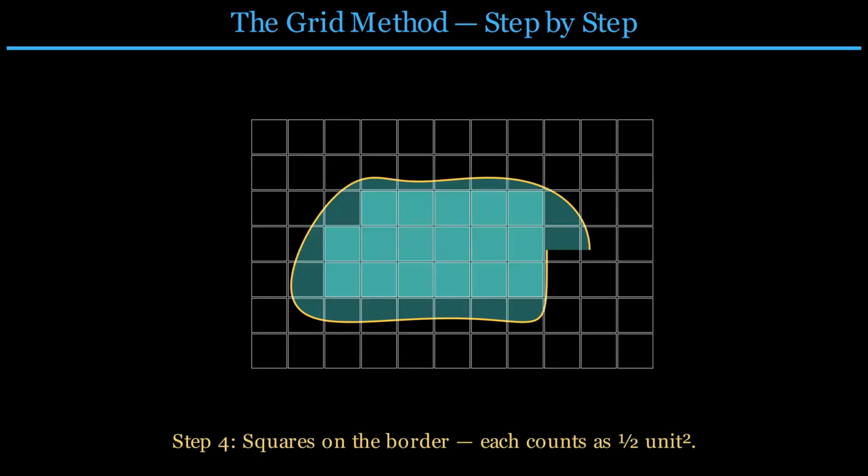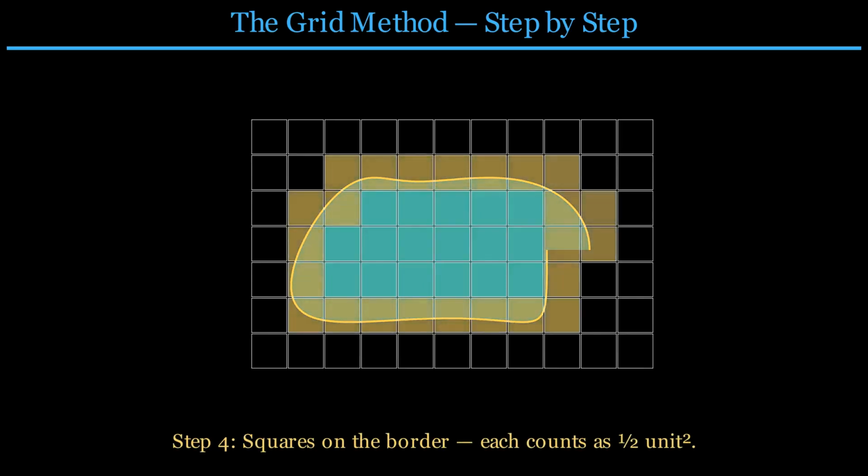The squares that sit right on the border are the tricky ones. They are partly inside and partly outside. We color these yellow. Since they are roughly half covered, we count each yellow square as half a unit squared.